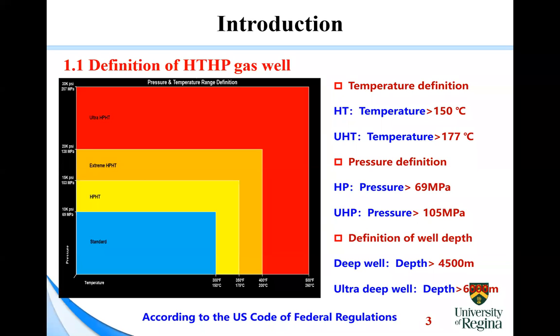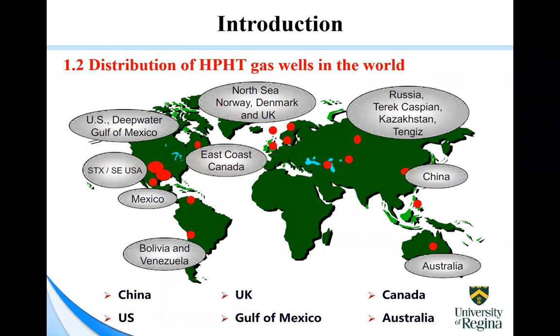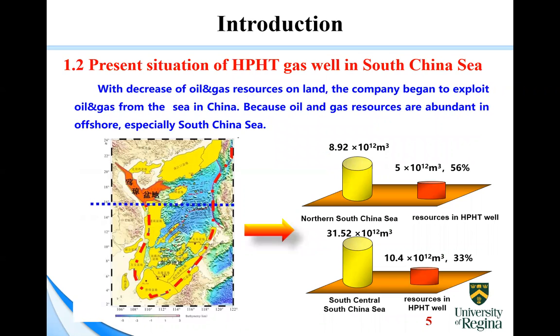And the definition of the well depth: a deep well is one with depth more than 4,500, and an ultra-deep well is 16,000. In the world, HPHT gas wells are distributed mostly in China, US, UK, Gulf of Mexico, Canada and Australia. My research is focused on the South China Sea's HPHT gas resource.